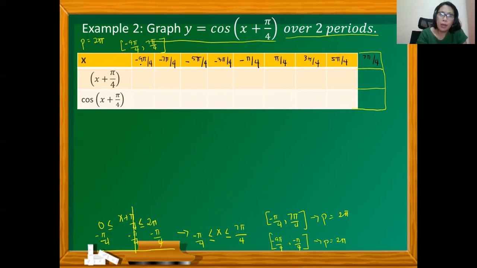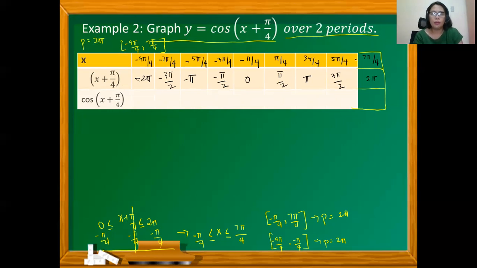So, negative 9 pi over 4 plus pi over 4 is negative 2 pi. Negative 7 pi over 4 plus pi over 4 is negative 3 pi over 2. Negative 5 pi over 4 plus pi over 4 is negative pi. Negative 3 pi over 4 plus pi over 4 is negative pi over 2. Negative pi over 4 plus pi over 4 is 0. Pi over 4 plus pi over 4 is pi over 2. 3 pi over 4 plus pi over 4 is pi. 5 pi over 4 plus pi over 4 is 3 pi over 2. And 7 pi over 4 plus pi over 4 gives us 2 pi.